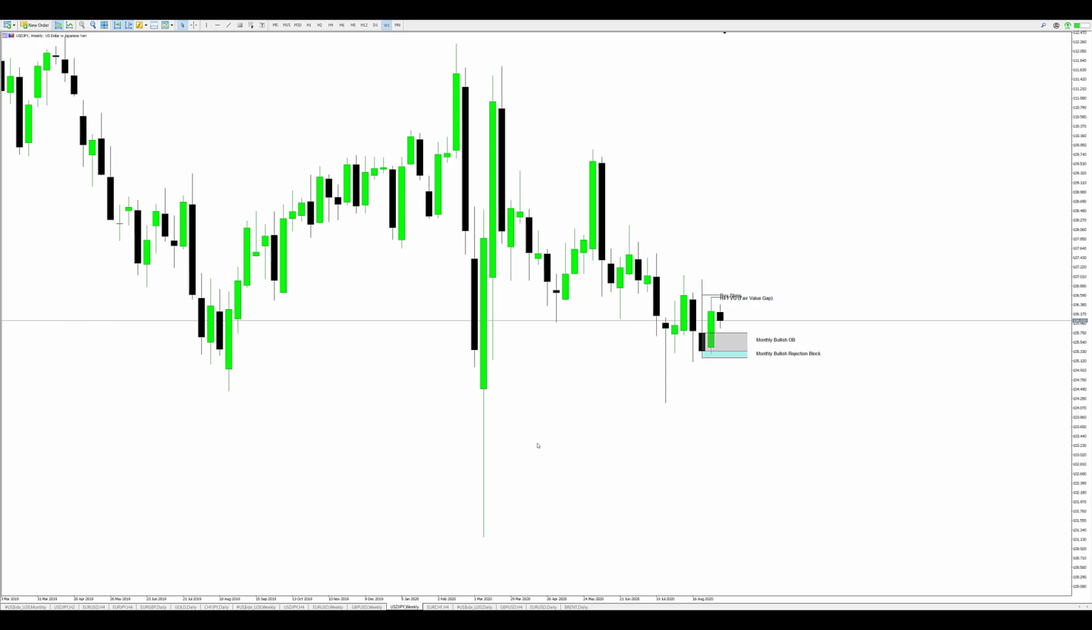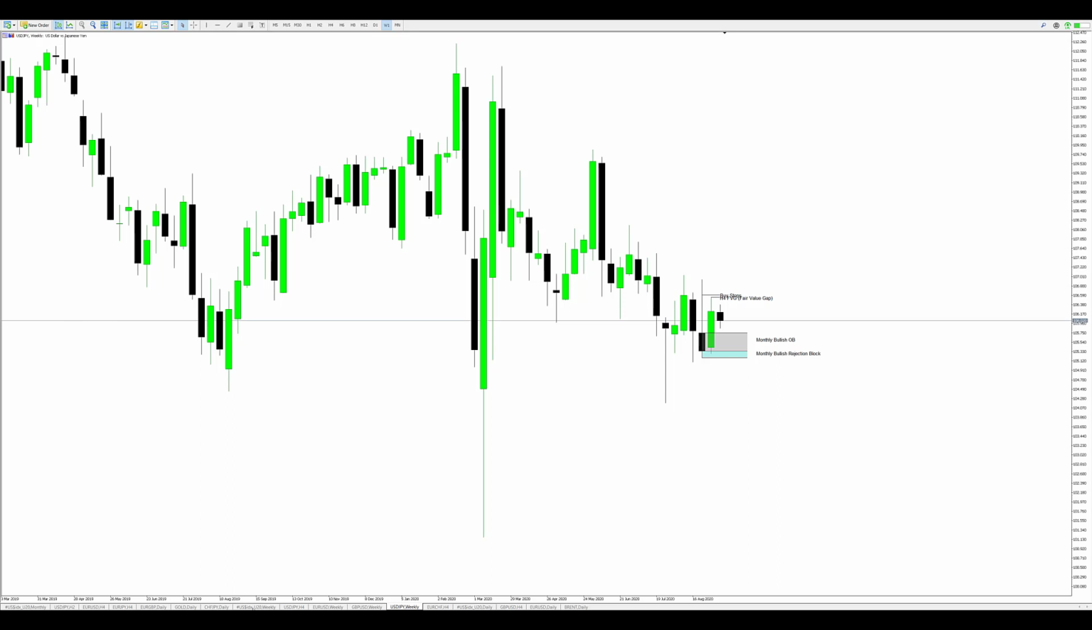But remember, it's not like an instant thing that you do. Okay, so we've got dollar rallying, let me go short AUD USD, let me go short NZD USD. You have to wait for the right moment, the right time for price to reach the correct levels that you'll be monitoring.